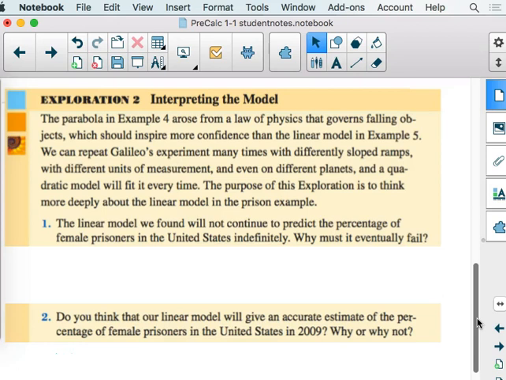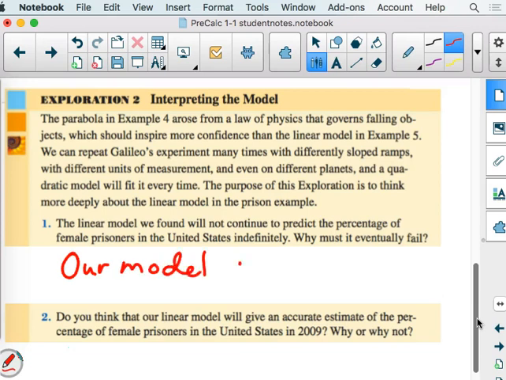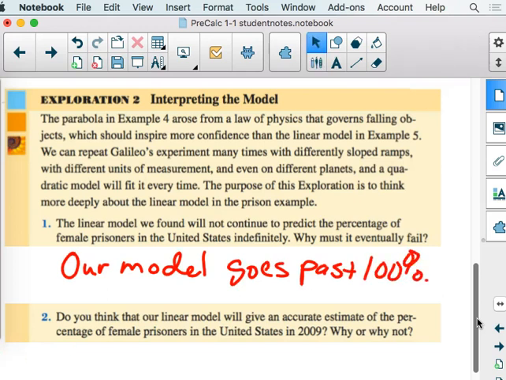We just got the line. Lines go on everywhere. It goes past 100%. Exactly. Our model would pass up 100%. So that would mean all the females are going to be in prison. And then they're going to find some female aliens and put them in prison as well. And so anything female is going to, maybe animals will go to prison. No, it can't work that way.